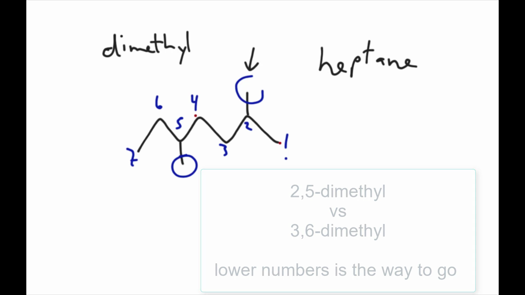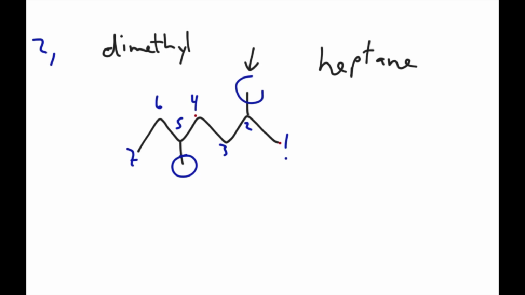So that tells us then that we have a methyl group in the 2 position, and we have another methyl group in the 5 position. So to name this overall, we would call this a 2,5-dimethyl heptane.